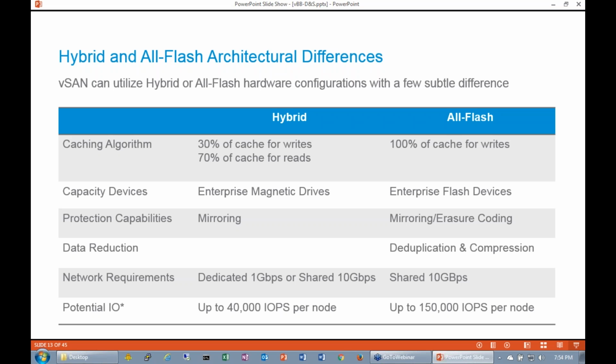Okay, let me see if I can get my head around the question. So if your existing array already has deduplication and compression. Yeah. Okay, does vSAN recognize the dedupe? I'm not sure if he's talking about the card or something else. I'm not sure as far as comparing vSAN to an existing array.